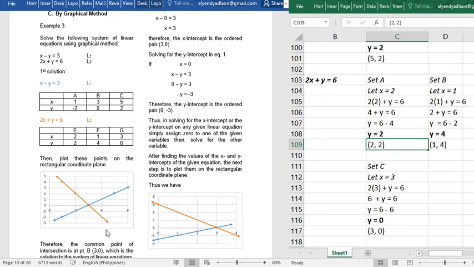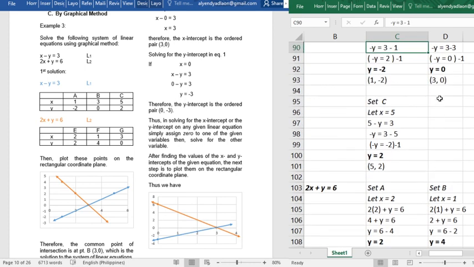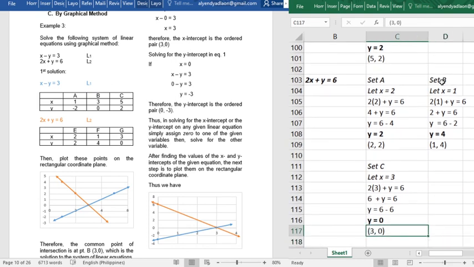So class, how do we know the common solution? The common solution here is the one where both of our lines meet, or both of our lines cross. As you can see, it crossed here, where y is 0 and x is 3. So therefore, class, our 3 and 0 is already our common solution. As you can see, in the first equation we got 3 and 0, and in the second equation we also got 3 and 0.